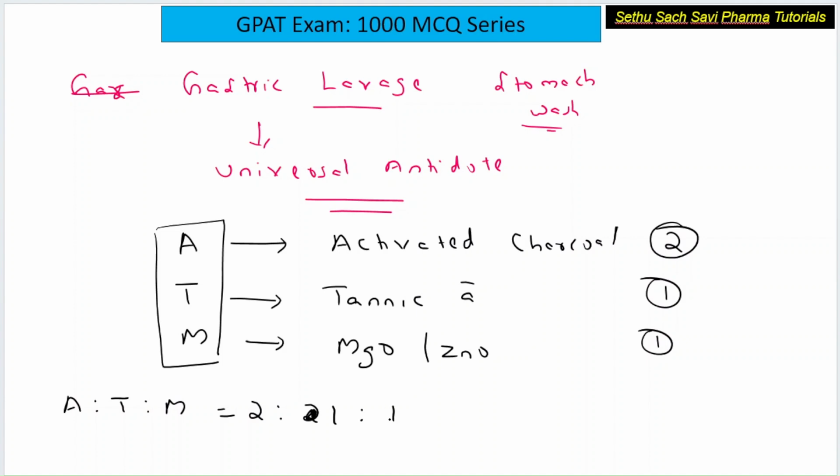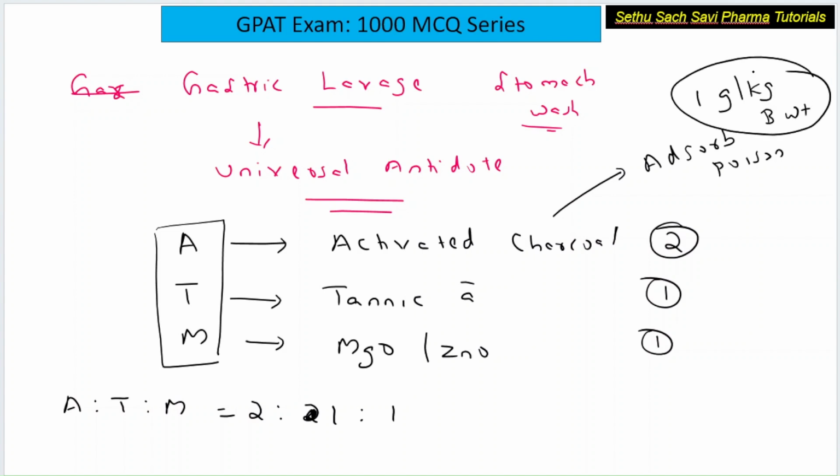Now, what is the function of this activated charcoal? So basically, activated charcoal will help to absorb the poison on the surface. That is the function of activated charcoal. So normally it is used at a dose of 1 gram per kg body weight. Okay, so that also could be asked for the exam.